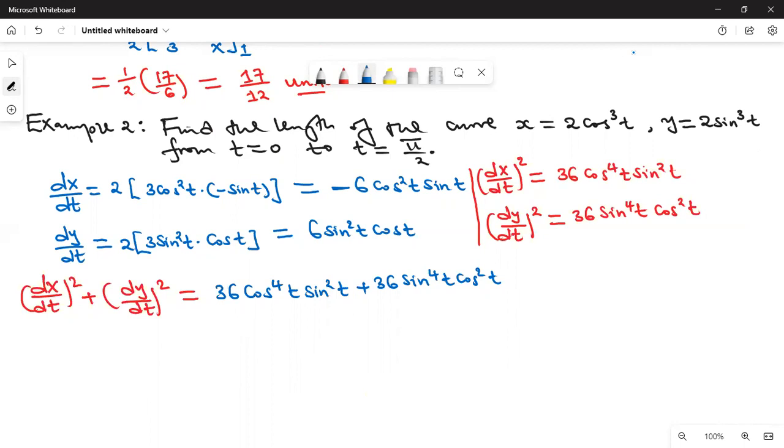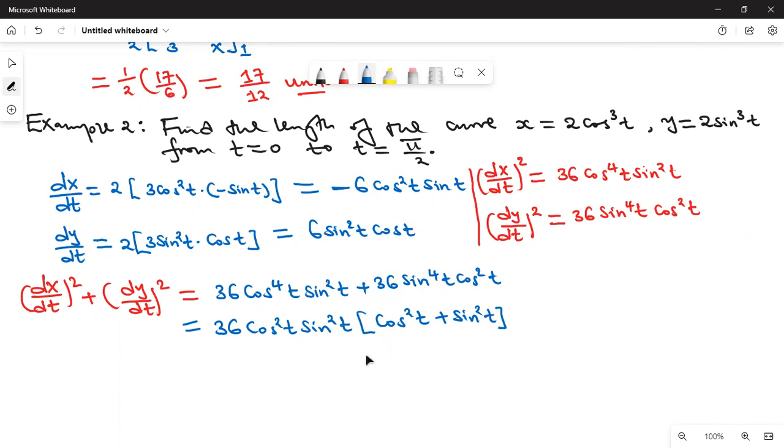So that this thing can now be written as, look at what is common. So we factor out everything that is common. I can see 36 is common. What about cos squared t, it is also common, and even sine squared t is common. So what do we remain with? Here we'll now have cos squared t plus sine squared t.